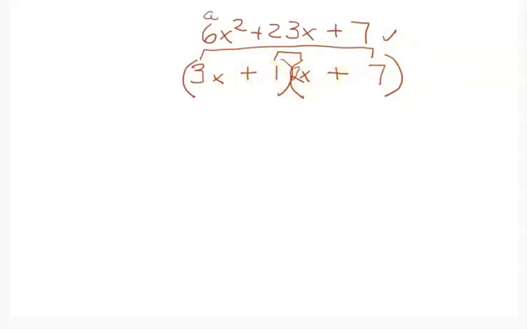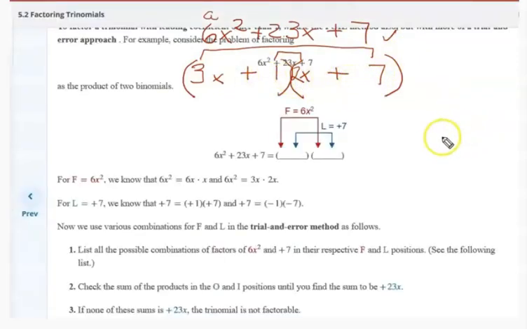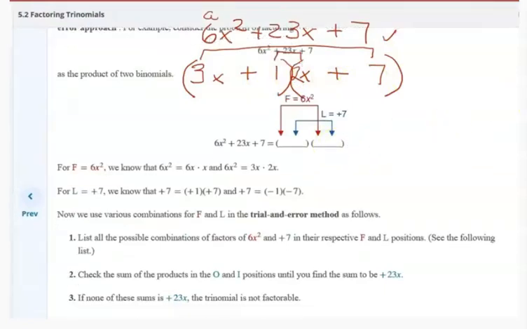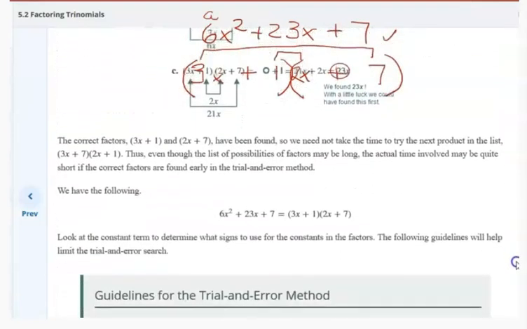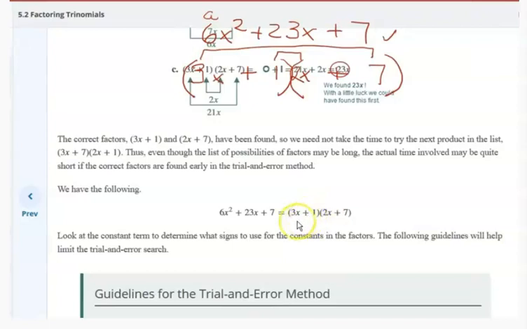All right, let's go back to our regular screen. And we'll go down to see what they ended up with. But again, they go through it in great detail, trying different things. And there it is right there.